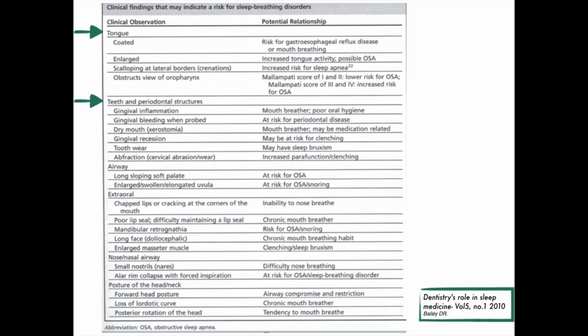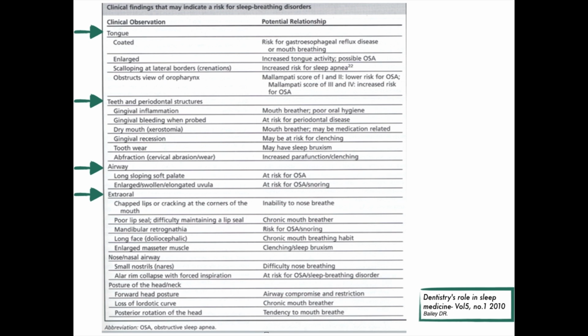With the teeth and the periodontal structures, we're looking for gingival inflammation, gingival bleeding when probing, dry mouth, gingival recession, tooth wear, and abfraction. This could mean that they have an increased parafunctional activity, such as sleep bruxism, or that they are a mouth breather. With the airway, do they have a long, soft, sloping palate or an enlarged, swollen, elongated uvula? These indicate obstructive sleep apnea or snoring.